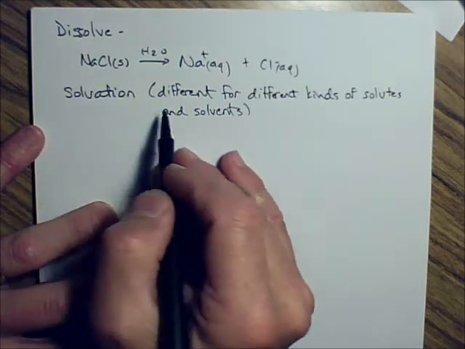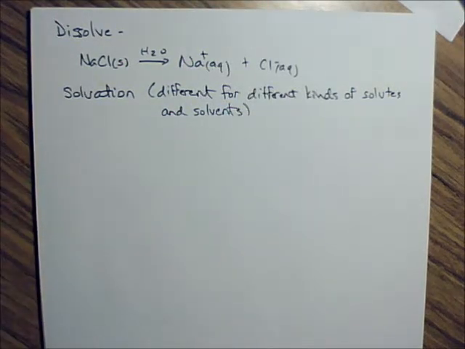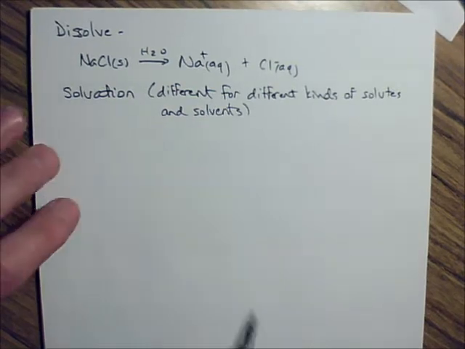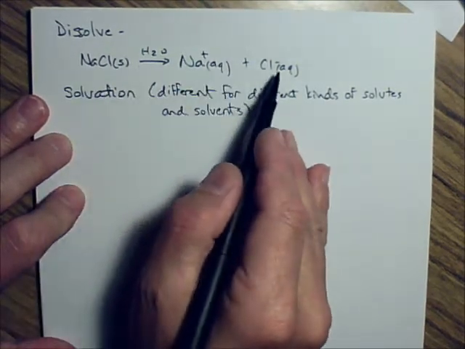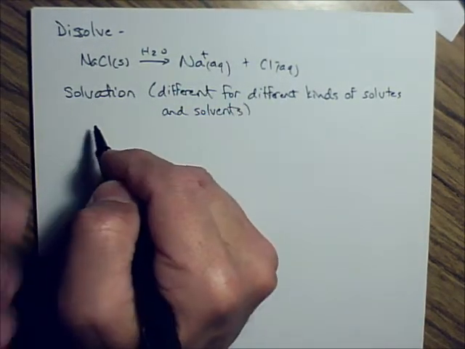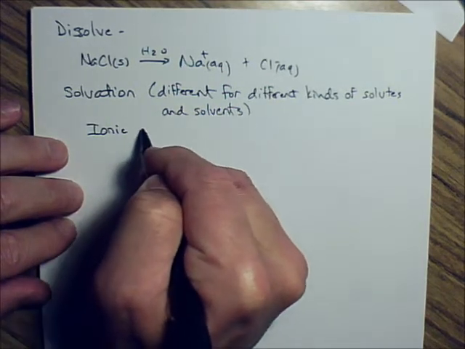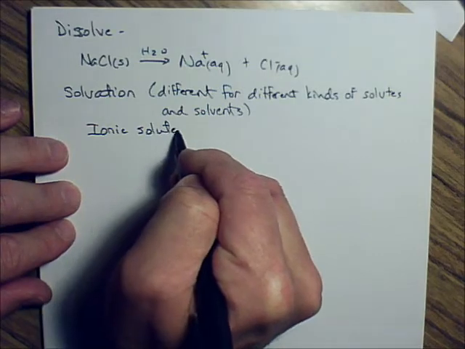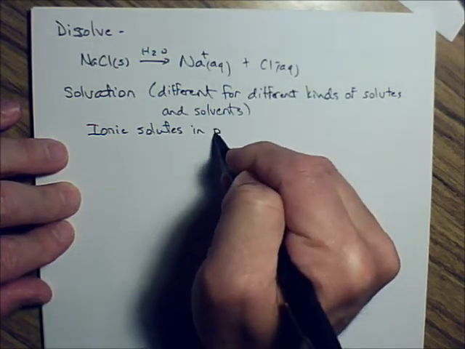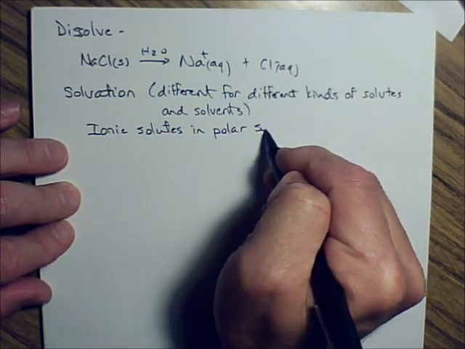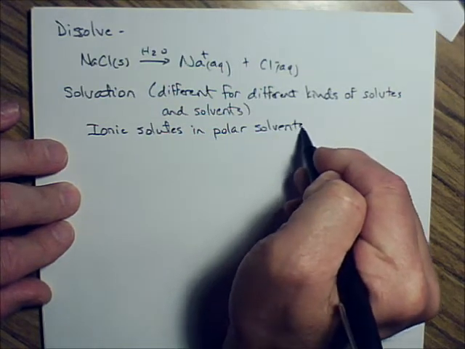Okay? So the process of solvation is different for different kinds of solutes and solvents. What we're going to look at first is this kind of solvation, where we're dissolving ionic solutes in polar solvents. Okay?